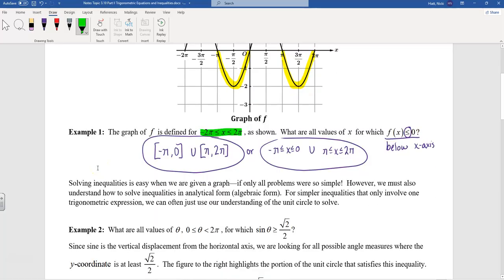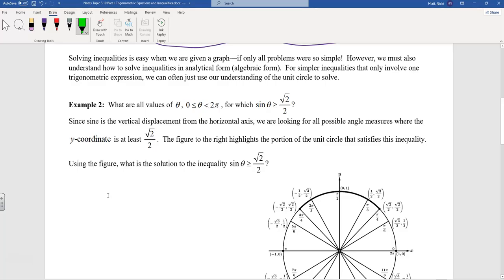All right, so if we're given a graph, we're just looking for where the graph is below the x-axis, or it could be above the x-axis if we have greater than. But a lot of times we're not given a graph, and it might not just be 0. So we might see a question like this. What are all values of theta from 0 to 2 pi for which sine is greater than or equal to square root of 2 over 2?